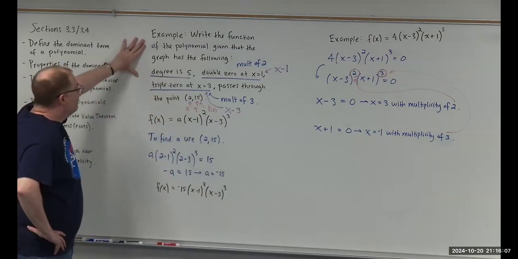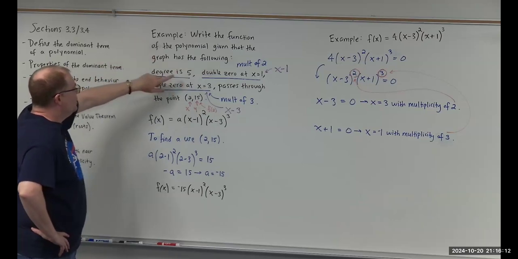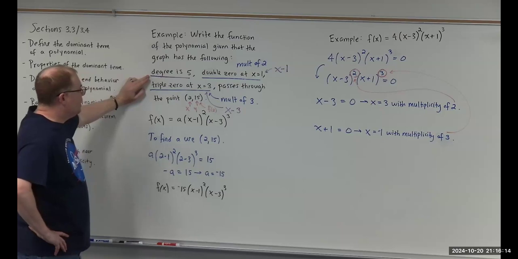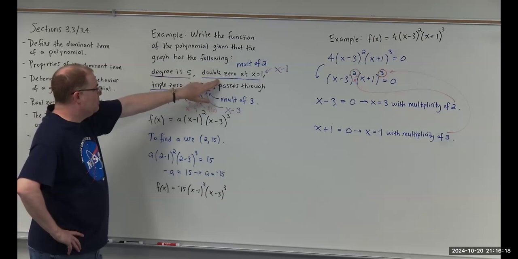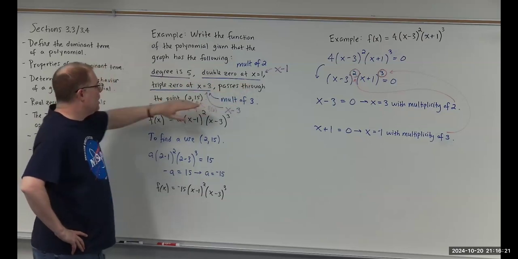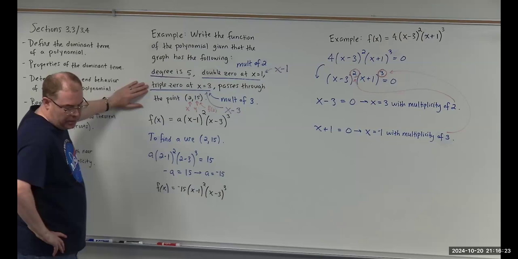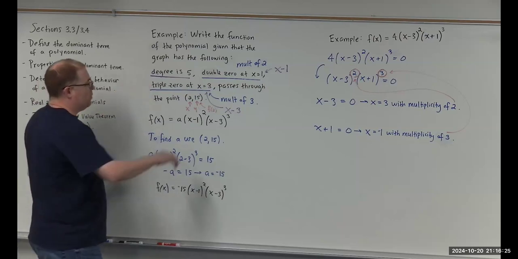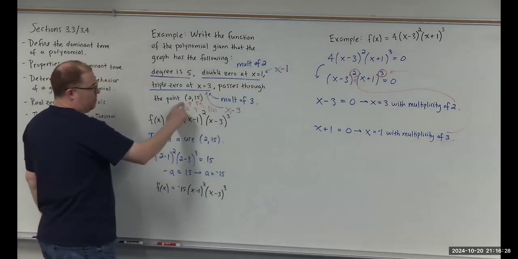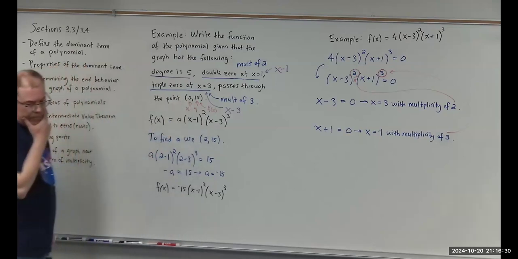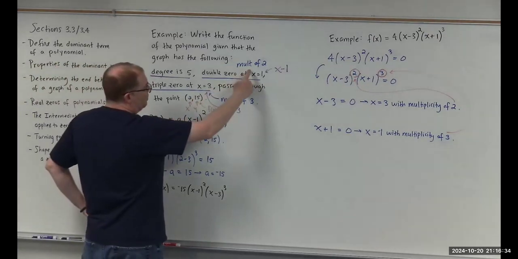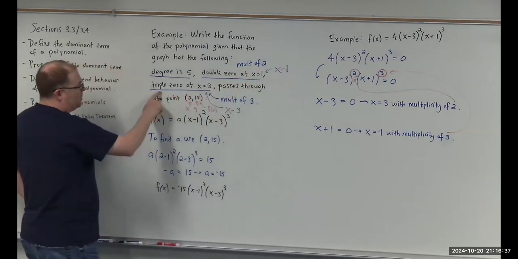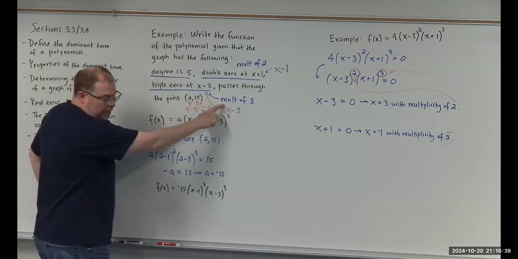Here's the example. Write the function of the polynomial given that the graph has the following. We have degree is 5. We're given a double zero at x equals 1, and a triple zero at x equals 3. We're also given that the graph passes through the point (2, 15). Again, double zero means multiplicity of 2. Triple zero means multiplicity of 3.